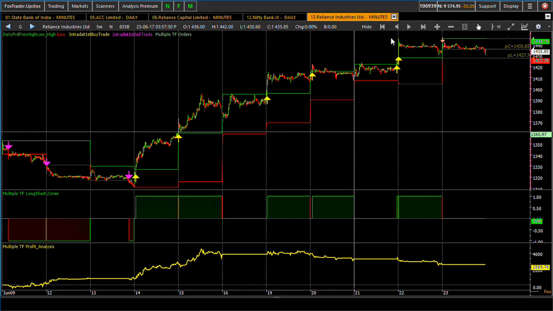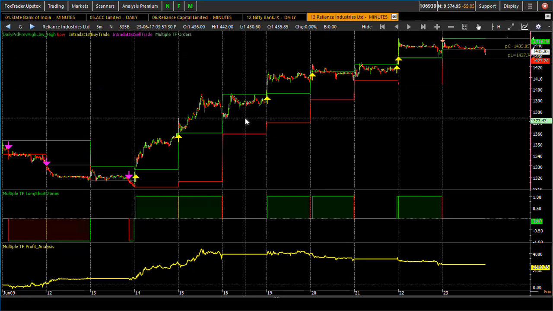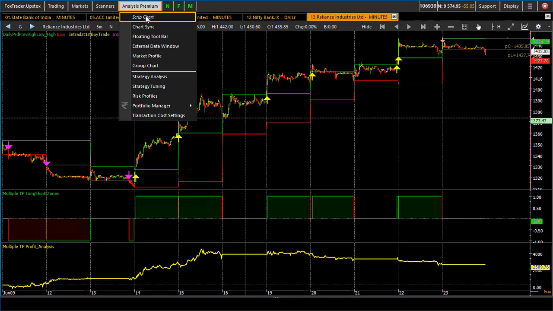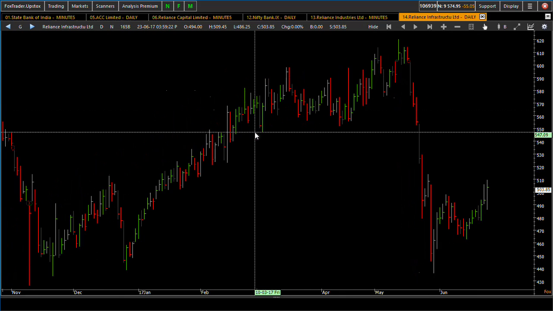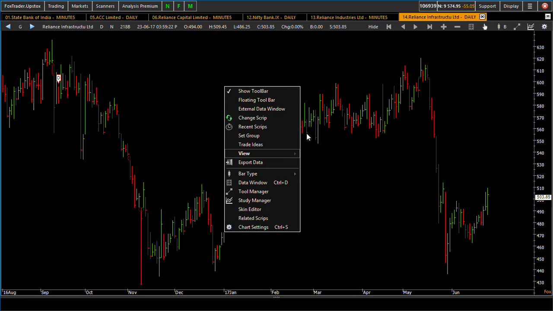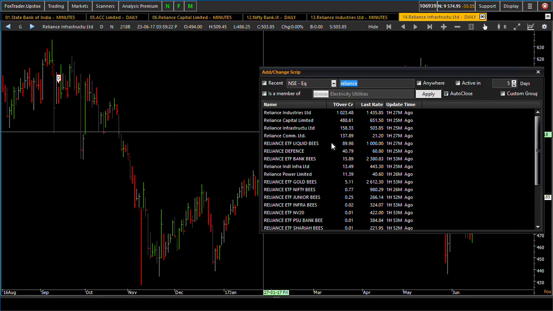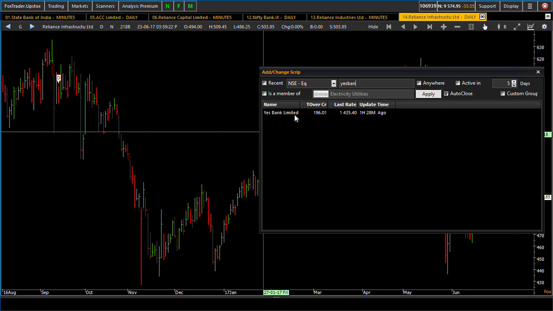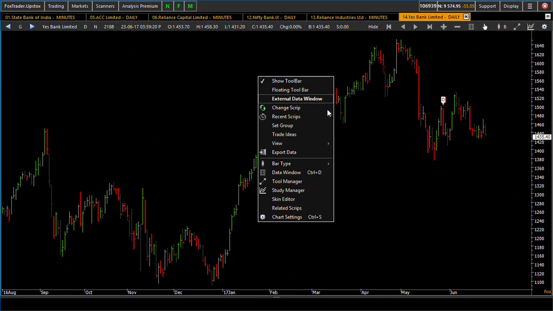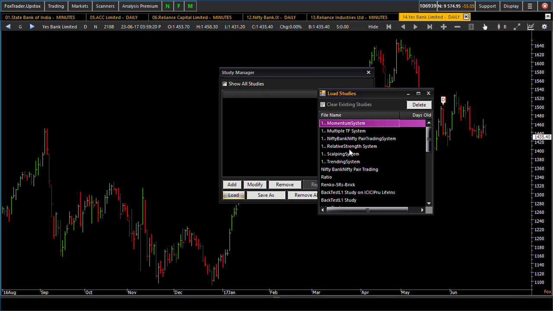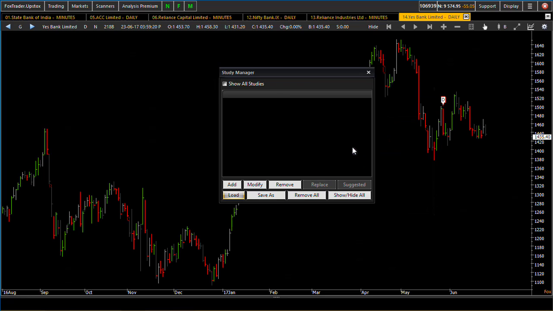And again, you can take it forward for execution. Let us go ahead with the next trading system, which was trading the outperforming or underperforming stocks based on their ranking. That strategy also we have made. Let me open up a new chart here, maybe Reliance Infrastructure this time. So this is a daily chart. Let me open up some bank, let's say Yes Bank out here. Let me remove this tool. Let me go to Study Manager and load the relative strength system.